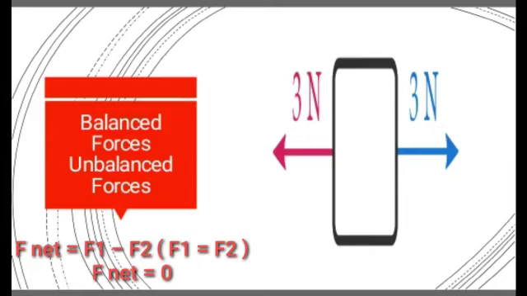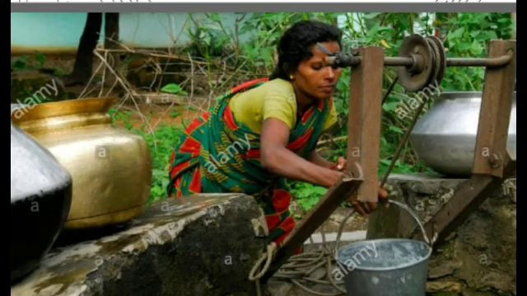So what are balanced forces and unbalanced forces? If the resultant is 0, then it is a balanced force. If the resultant is not equal to 0, then it is an unbalanced force. For example, you can see this woman drawing water from a well. This is one example. The next example is force applied with a crowbar. The crowbar uses force to remove the nail, isn't it?